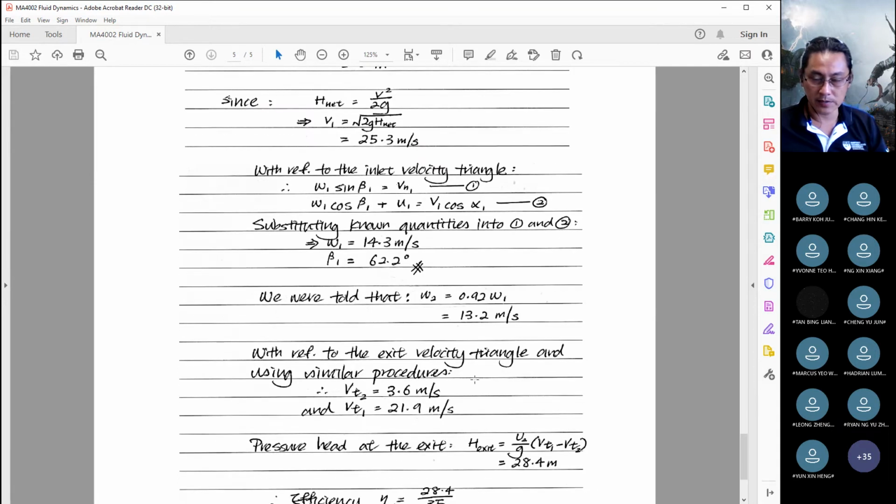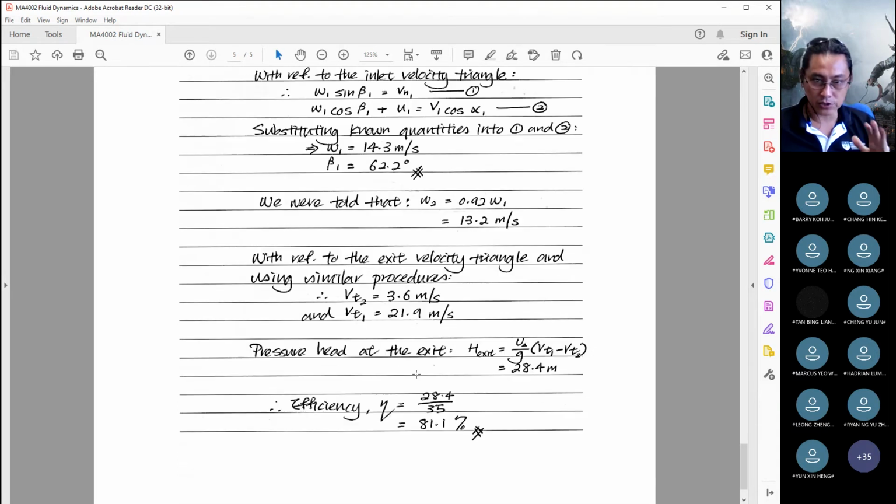So I skip the details because I think it's good practice. But you guys are supposed to make use of the outlet velocity triangles, construct equations or relationships that involve VT1 and VT2, and solve for VT1 and VT2. So this is something that I want you guys to have a try. I'll just show the results here so that you know the intermediate results and know that you are on the right track. But I want you guys to try.